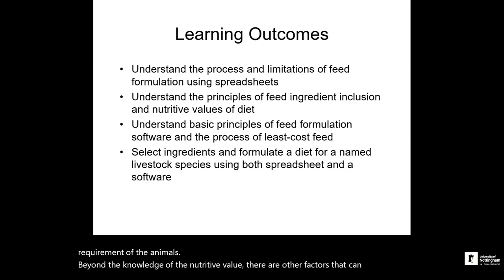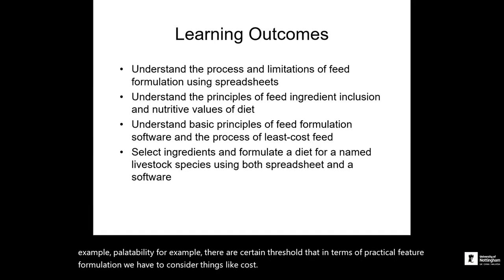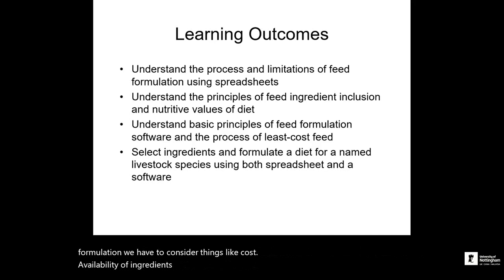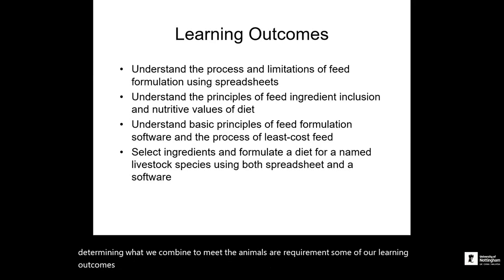For example, palatability. For example, there are certain thresholds that, in terms of practical feed formulation, we have to consider. Things like cost, availability of feed ingredients, perishability. So all of those factors come into one box in determining what we combine to meet the animal's requirement. Some of our learning outcomes include understanding the process and limitations of feed formulation using a spreadsheet.